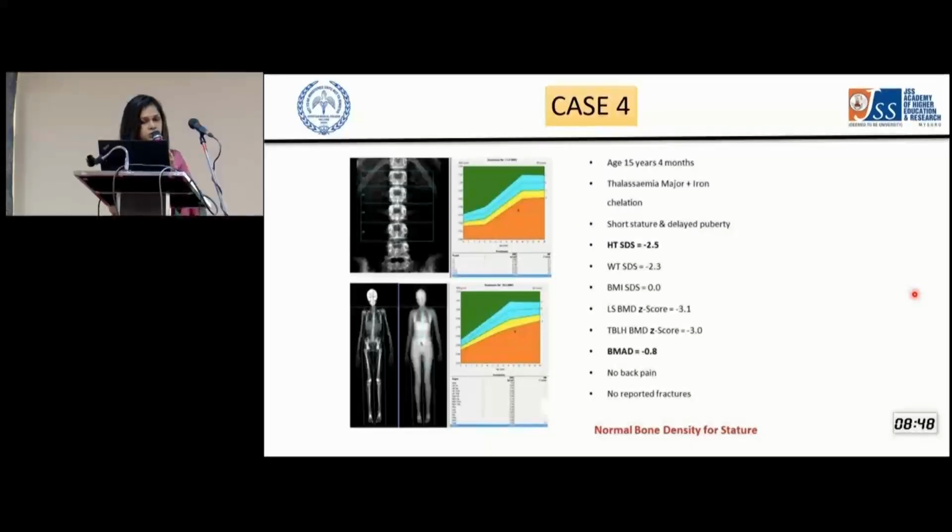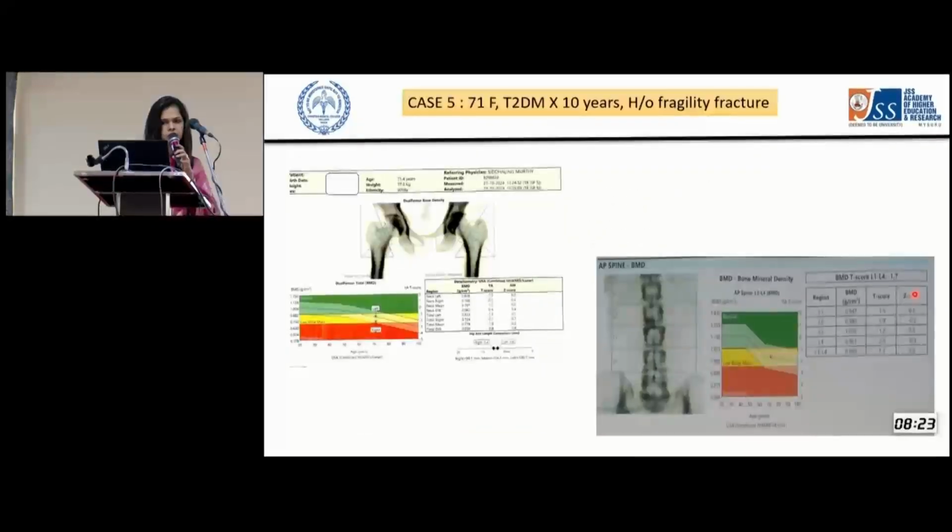So this patient did not have any back pain, no reported fractures. So the interpretation is actually normal bone density for stature. So you have gone from a Z score of minus 3.1, and when you correct it for the stature, you go to a BMAD Z score of minus 0.8, which is actually normal density for stature. So the Carter formula is available online. You can actually calculate BMAD using the Carter formula.